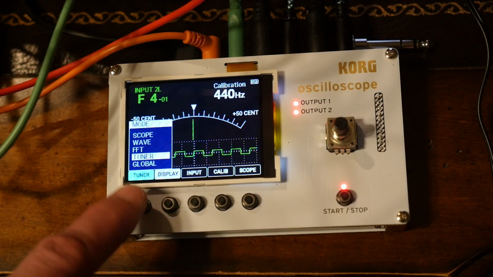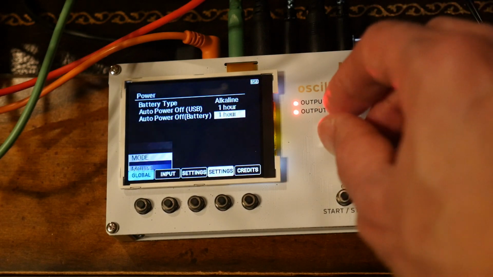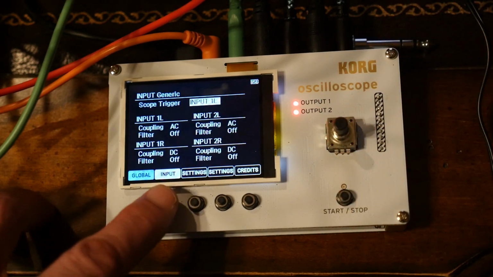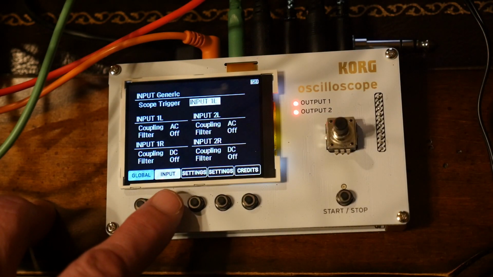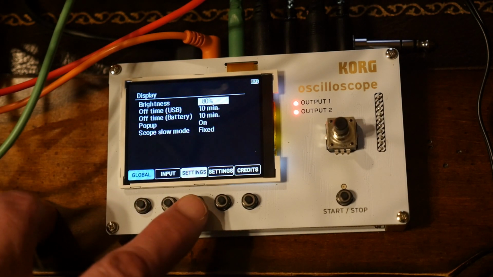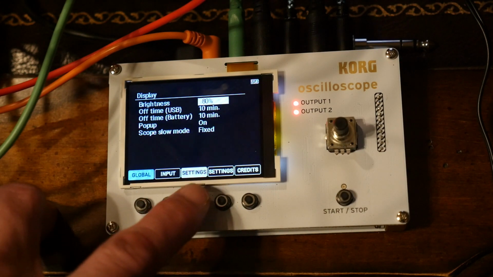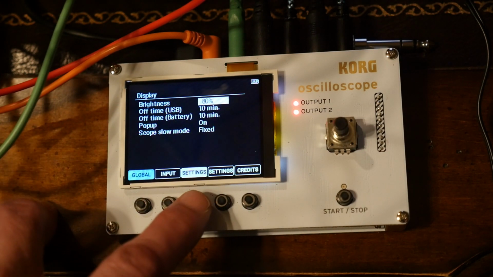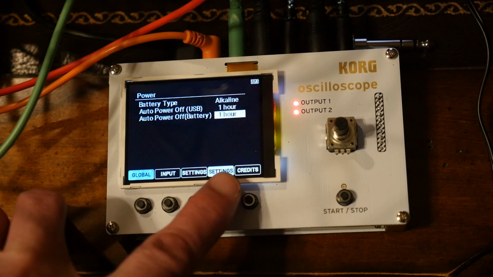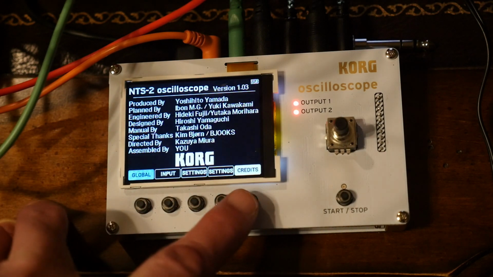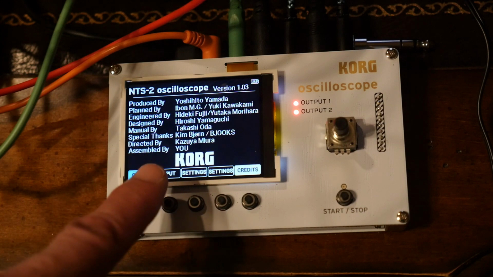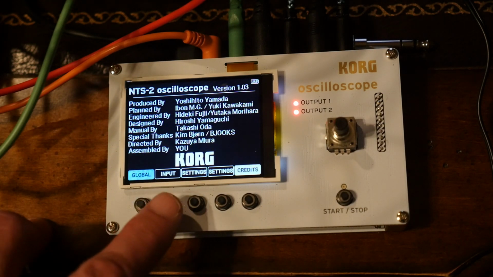The last mode is global settings, which lets you change settings about the input, whether you're AC or DC coupled, the brightness, how long it takes for the thing to go to sleep, and other settings, including the battery type, and of course, credits, where credit is due.